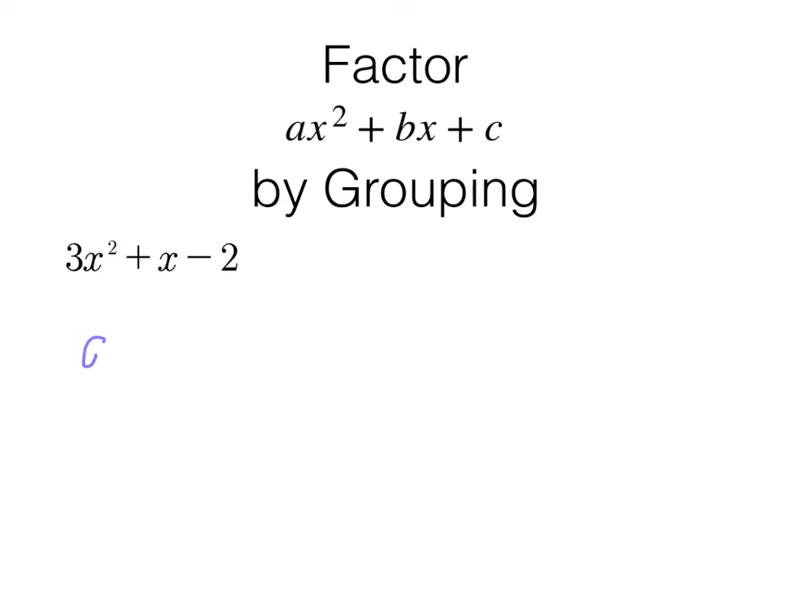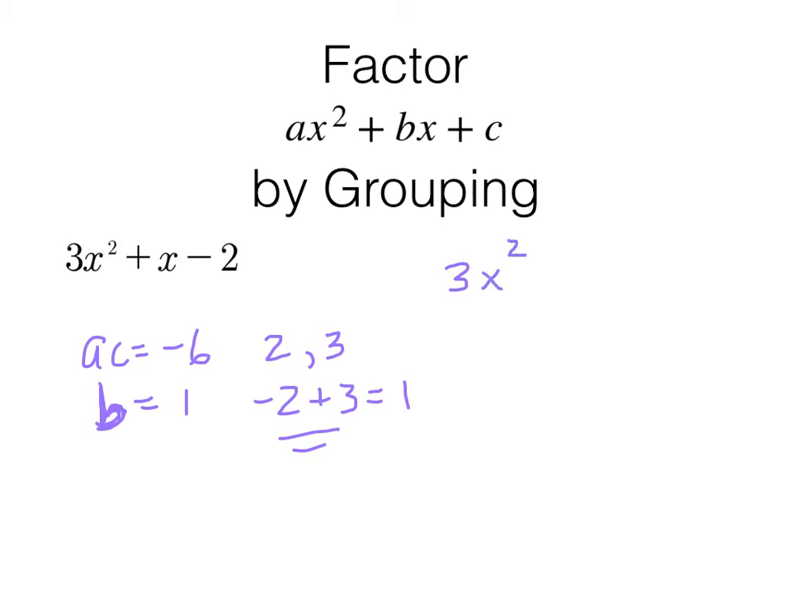So AC, 3 times -2, -6. B, +1. Factors of -6 that add up to +1. We really need to know our integer math here. So it's factors of 6 that have a difference of 1, and you make the bigger absolute value number positive. So the factors of 6 that have a difference of 1 are 2 and 3. Make it -2 plus 3, and you get your +1. There's my 2 numbers. Keep the front end. Keep the back end. Break apart the middle term. And if you look, -2x plus 3x is indeed 1x.